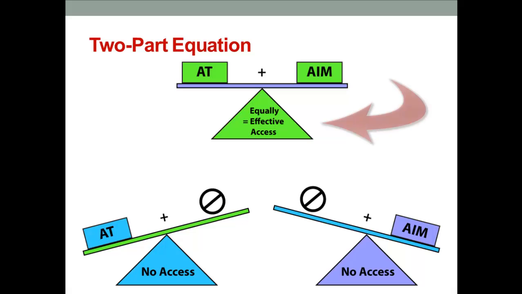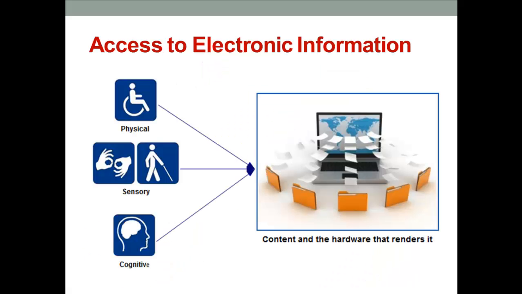Think of it as a two-part equation. Assistive technology plus accessible instructional materials, or AIM, equals equally effective access to the general curriculum for students with disabilities. If one part of the equation isn't there, then access won't be possible.